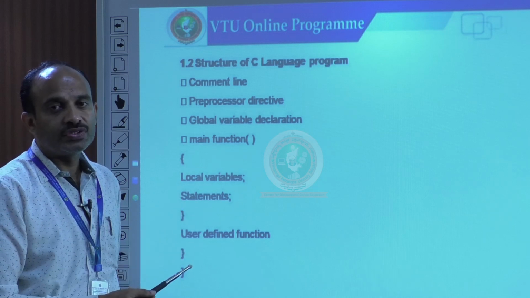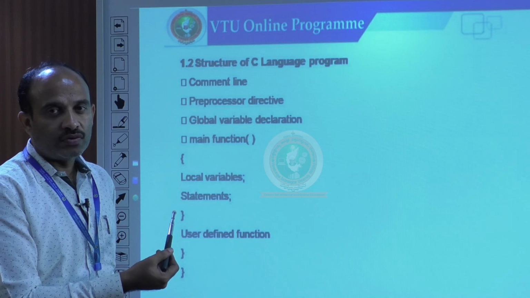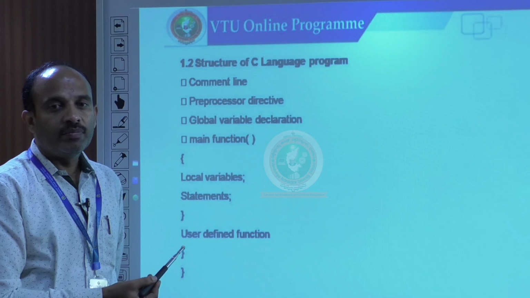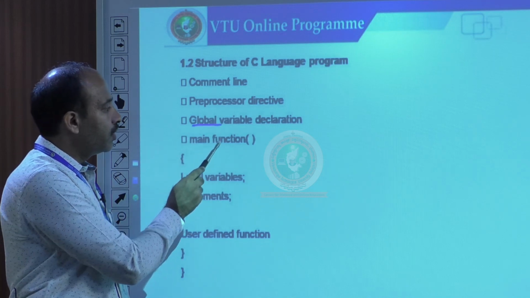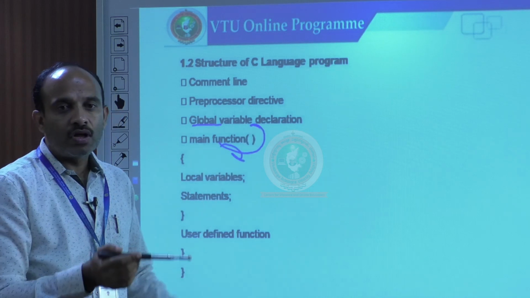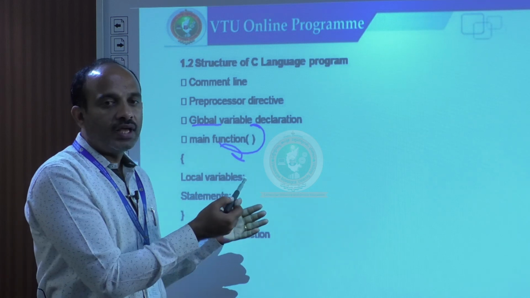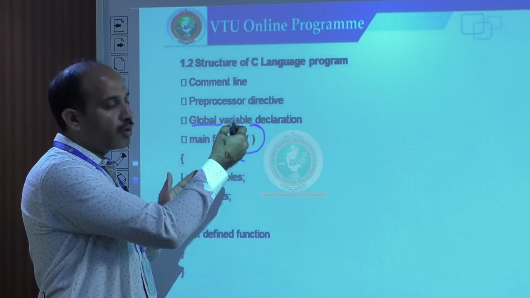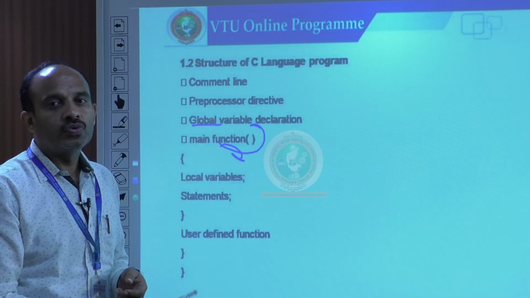Your execution always starts from the main function, because whatever you want to process or solve, everything will be written in the main function. So you need to define the local variables. See here, it's global outside the main, and inside the main there will be local variables. Local variables are specific to that function. The scope of these local variables is not outside the function.